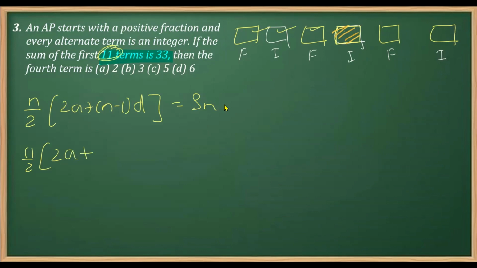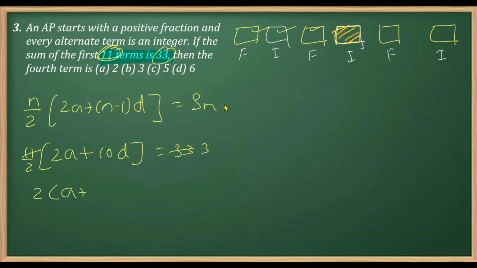n is 11. 11 minus 1 is 10. So that is 10d, and that is equal to given how much? This is equal to Sn, and I'll replace Sn with 33. Now I can see this can be reduced. So I can reduce from here 11 one times, 11 three times. And if I take 2 common from here and reduce with this 2, let me show you.